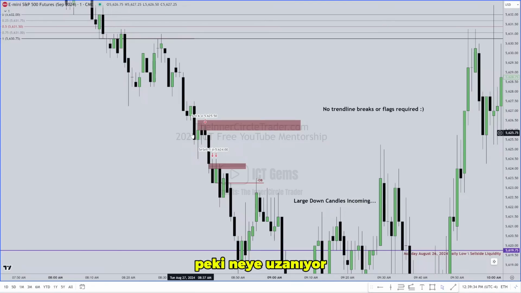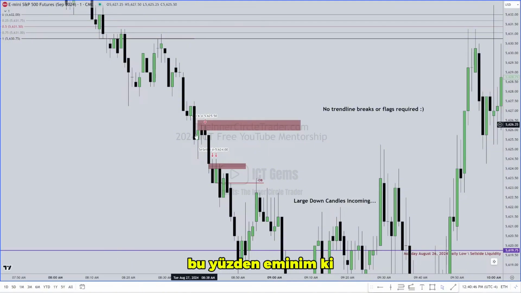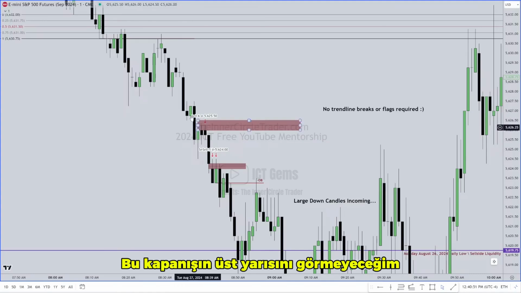So what is it reaching for? Well, what are we close to? The heaviness in price is proven right here. So I'm confident that when we traded up into this area here, I'm not going to see the upper half of this close in. Upper half of this, watch.